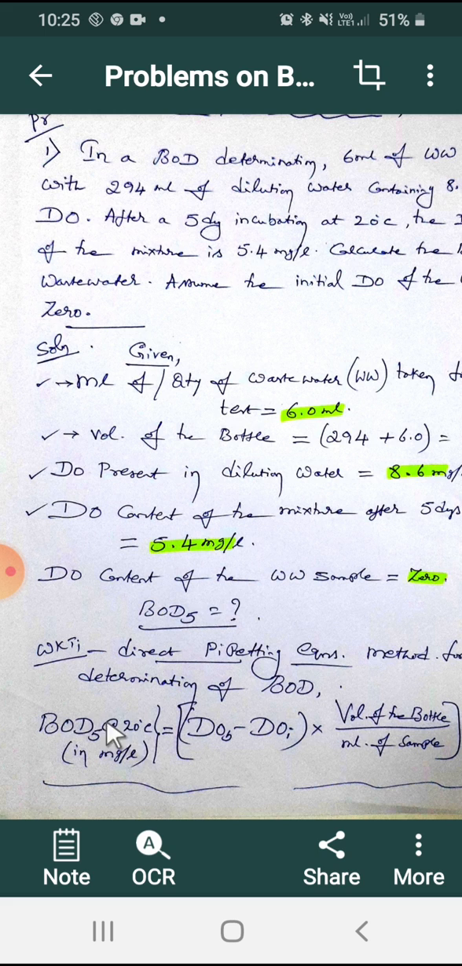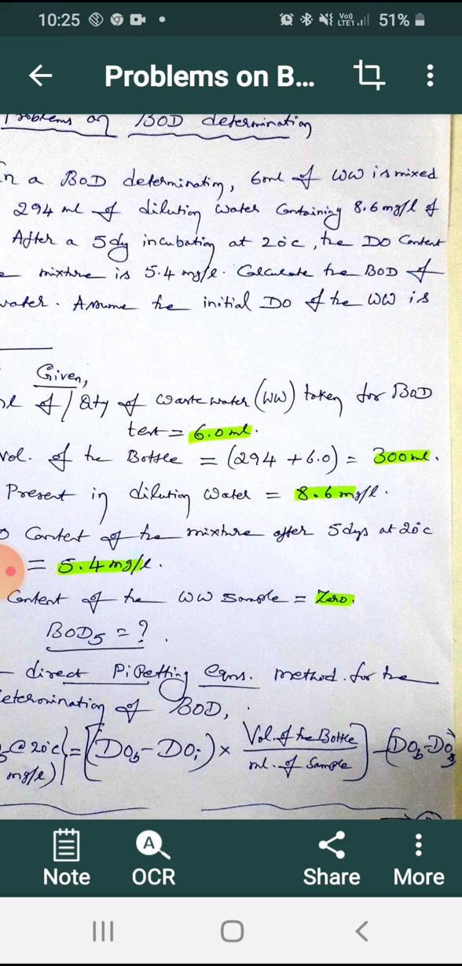BOD 5 at 20 degrees centigrade in milligrams per liter is equal to DOB minus DOS, into the volume of the bottle divided by ml of sample used. So this is the formula, DOB minus DOS. DOS means what actually? Observe here, the DO present in the wastewater sample is equal to 0. That value you have to use here. Now the equation we know and all the data are given. Now try to solve this problem.